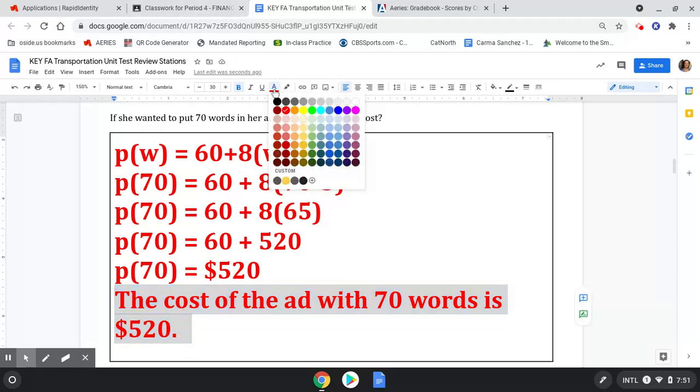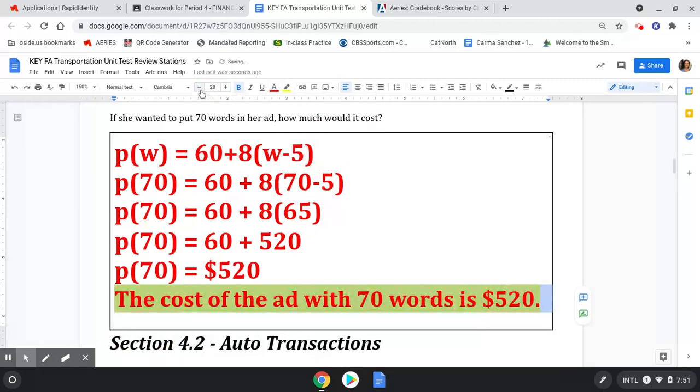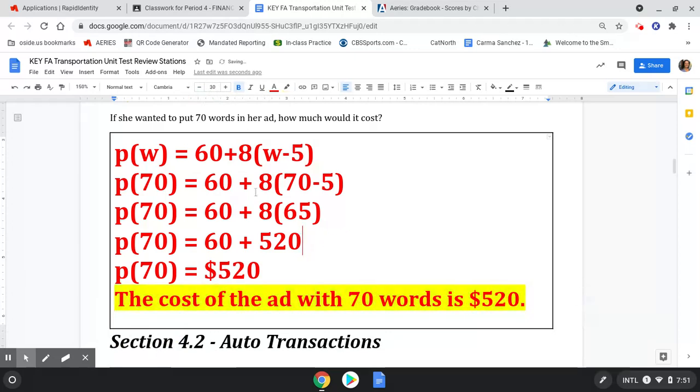So why did we use the bottom function? Because that's the function that was greater than 5, and 70, the number we're plugging in, is greater than 5. So we plugged in this 70 right here.